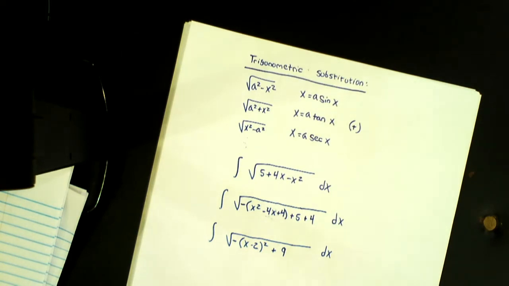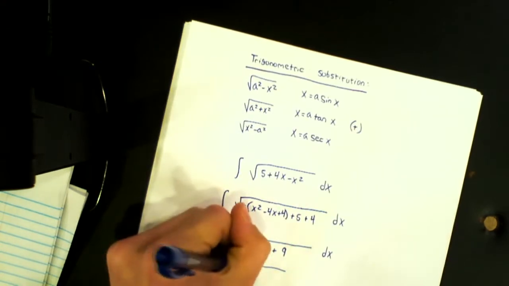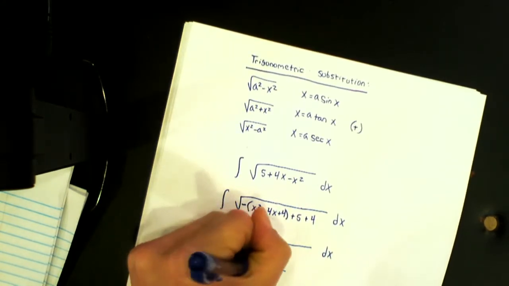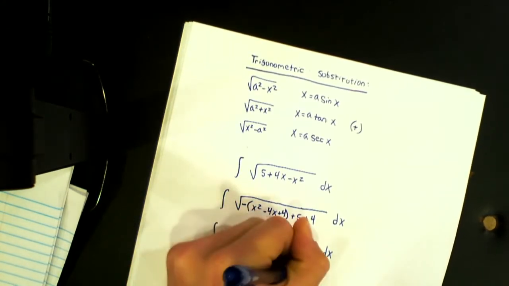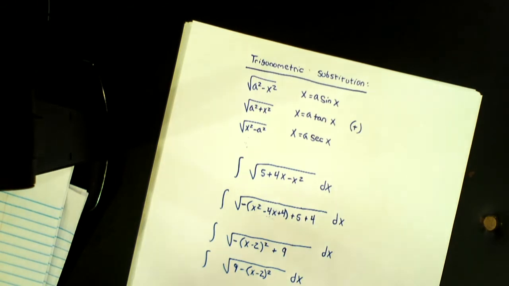Okay, so moving on, we get the square root of 9 minus x minus 2 squared. You're going to want to rewrite it so it's positives, and then you can see where your x terms are. Okay, so what type of trig sub would this be? All right, thank you.